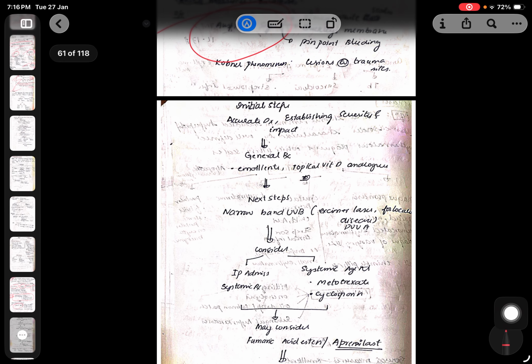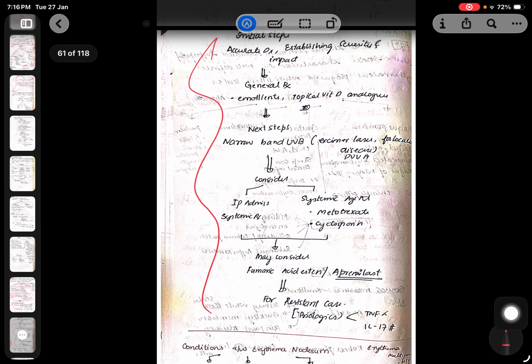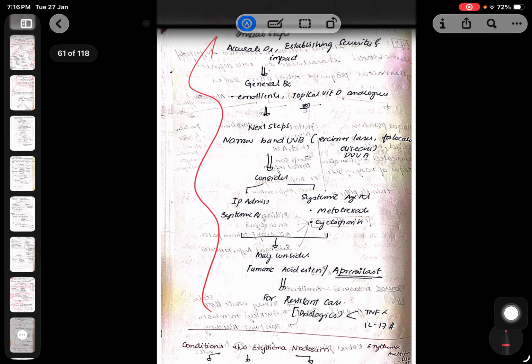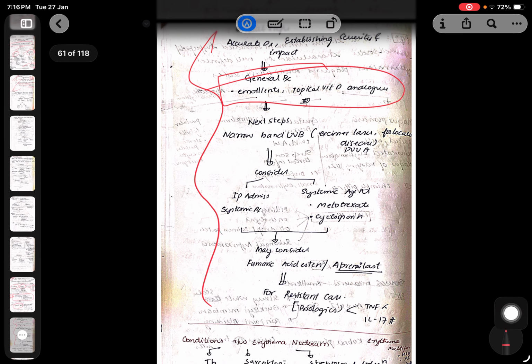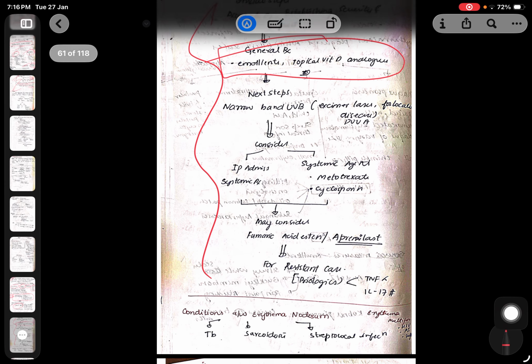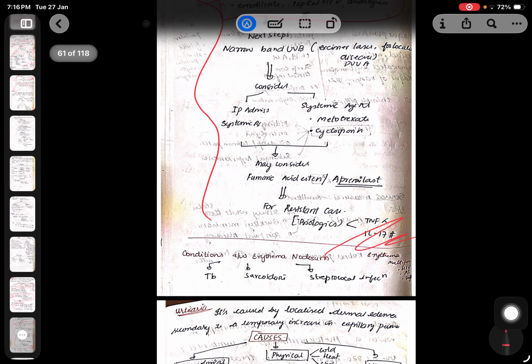Then how do you manage? Again, this is what is given in the Davidson part. But for a 5 marker, if you write this, then it's more than enough. But make sure you write the general management by giving emollients and topical vitamin D analogs as well. Then again you go with PUVA. Again, if it's required, you go for IP admission. Then you start with systemic therapy, or in a refractory case, you go with biologics.